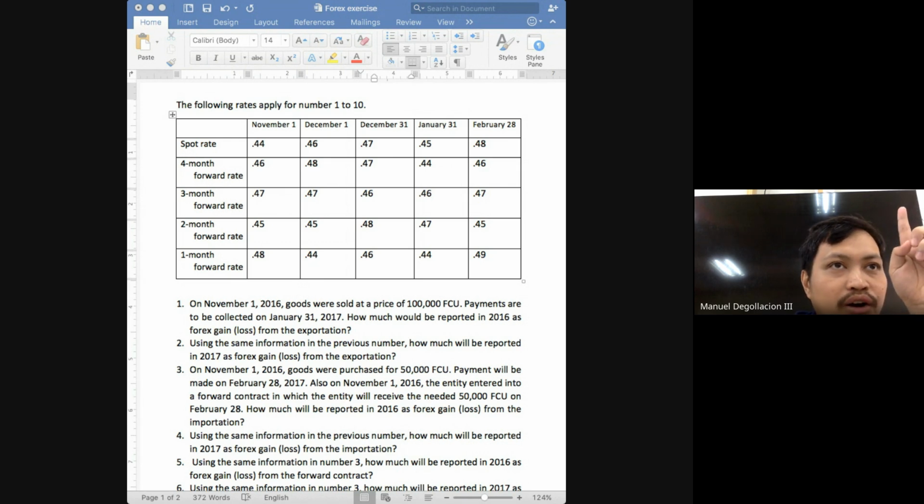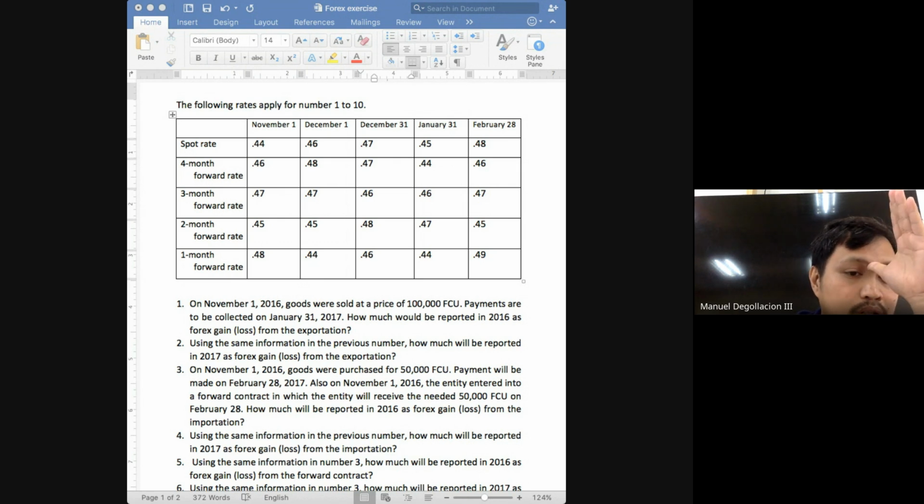Okay. So the most common question here is, how much will be the forex gain or loss? Now, for forex gains or losses from importation or exportation transactions, the forex gain or loss will arise from the changes in your spot rates. So if you will be asked, just like in the first question, how much would be reported as forex gain or loss from the exportation, then you know that you will only be focusing on what rate? Spot rates. So when will you have a forex gain or loss? If the spot rate changed. If the spot rate fluctuated.